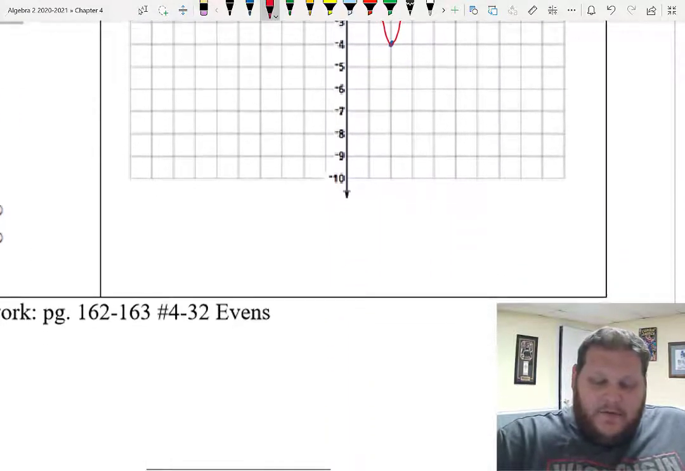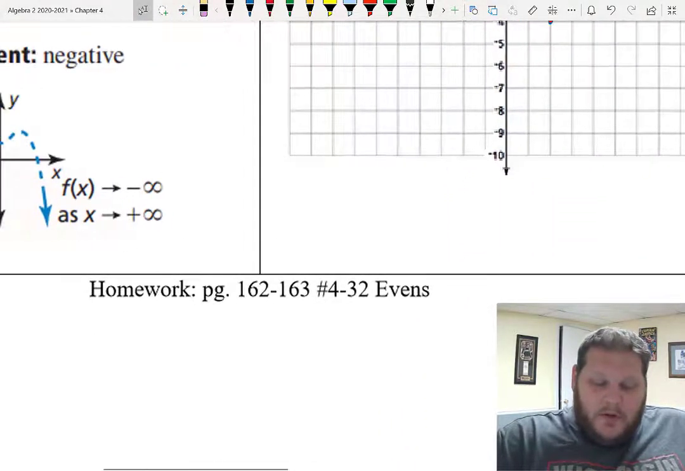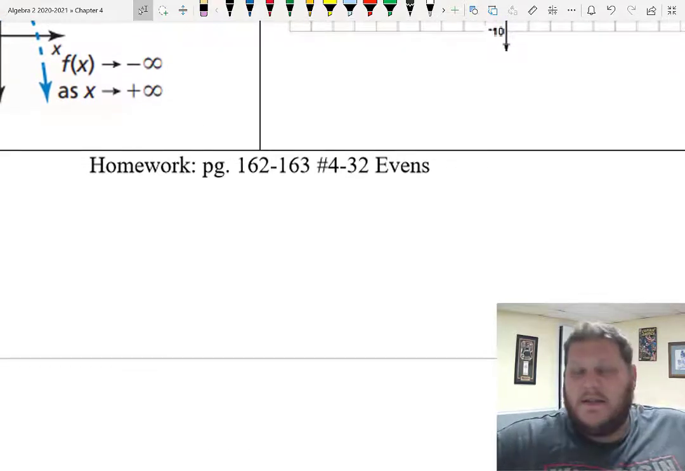That is all I have for you for these notes for 4.1. Your homework is on page 162 and 163. We're looking at 4 through 32, just the evens.